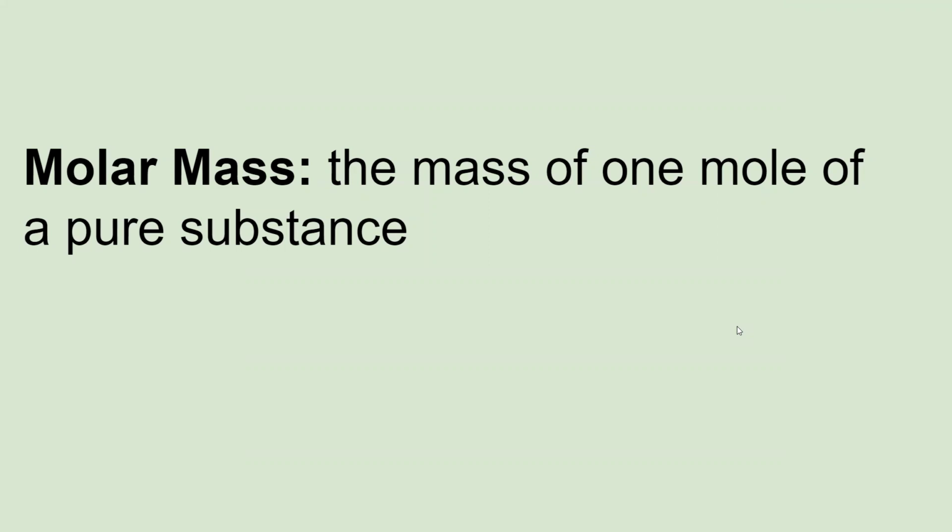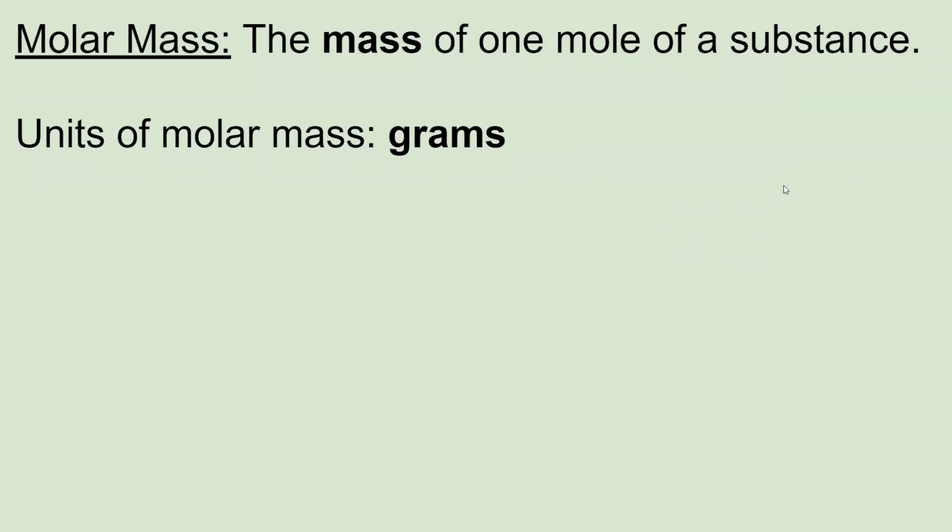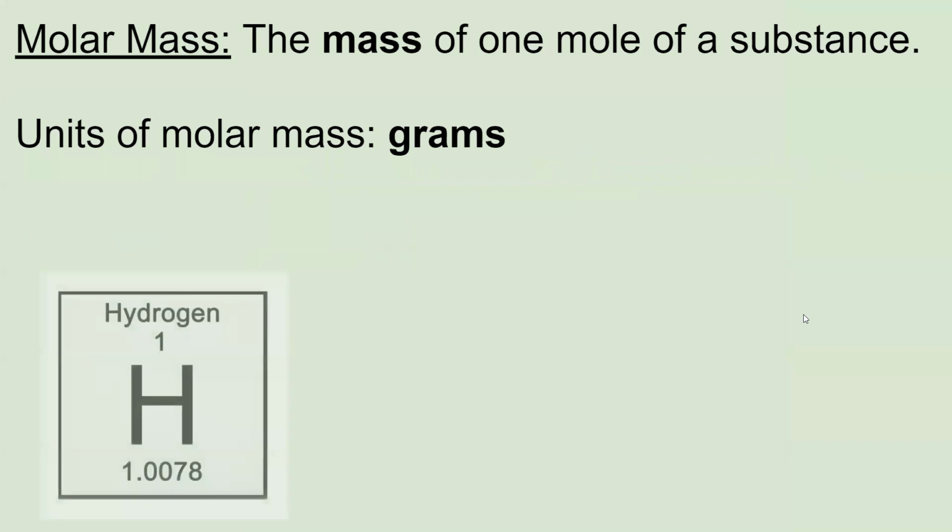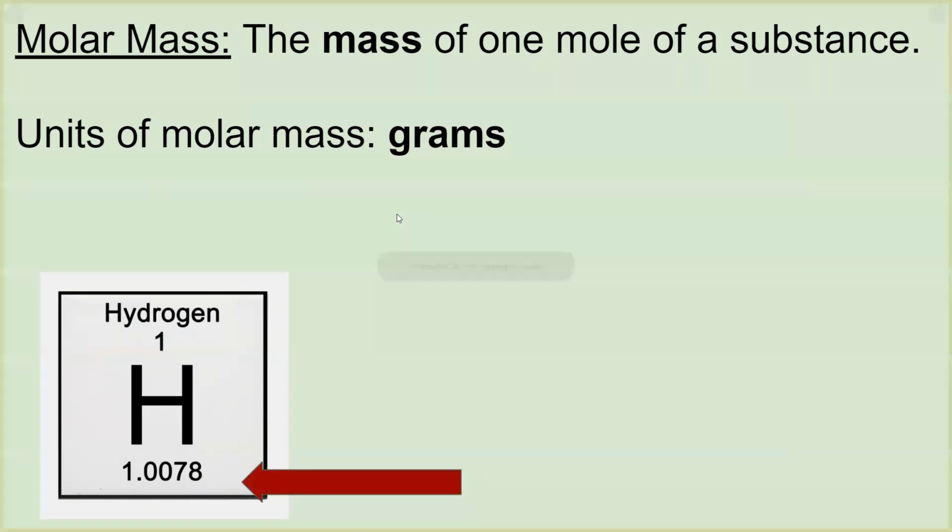So let's go down and talk about molar mass. Molar mass is defined as exactly what it sounds like, the mass of 1 mole. Molar mass is the mass of 1 mole of a pure substance. Because it's mass, our units are going to be grams. Let's say that we had a mole of hydrogen. I'll draw it out. Let's say you counted out a lot of hydrogen atoms, and they're just there, they're little hydrogens.